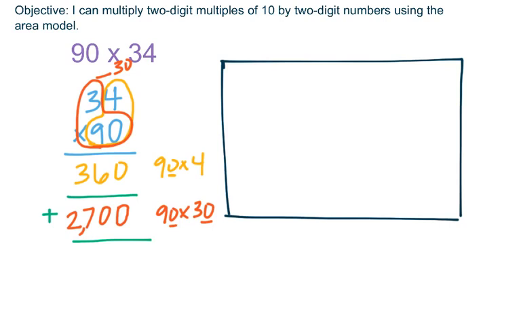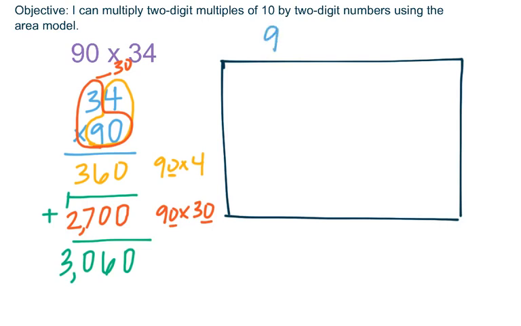Now I've got my products. Now I want to add them together. So when I've lined up my place values already, that'll set me up really nicely for completing this quickly. And I should get 3,060. Now I'm going to check that over here on my area model to see if that's correct. If I've done my multiplication correctly and I've added correctly, I should get the exact same answer. So I'm going to go ahead and solve that now.